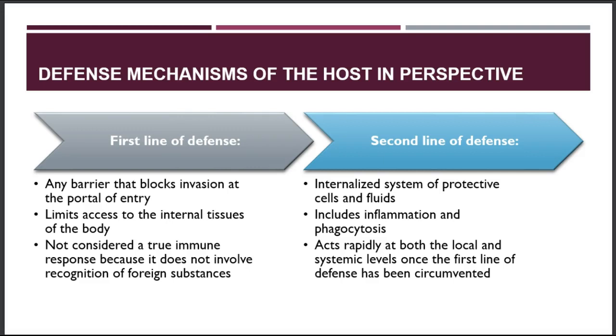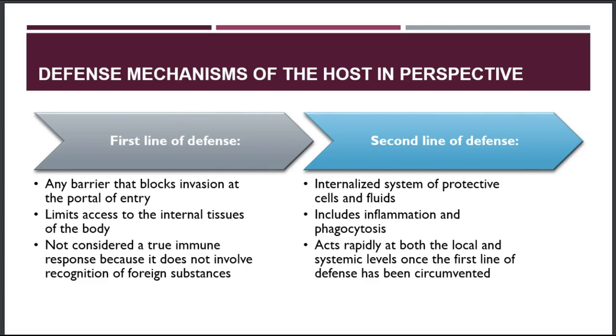The second line of defense is an internalized system that includes specific cells and some fluids. It includes the processes of inflammation as well as phagocytosis, and it acts rapidly at both the local and systemic levels. So if there's a local infection, it's limited to a specific location. Systemic means throughout the body.